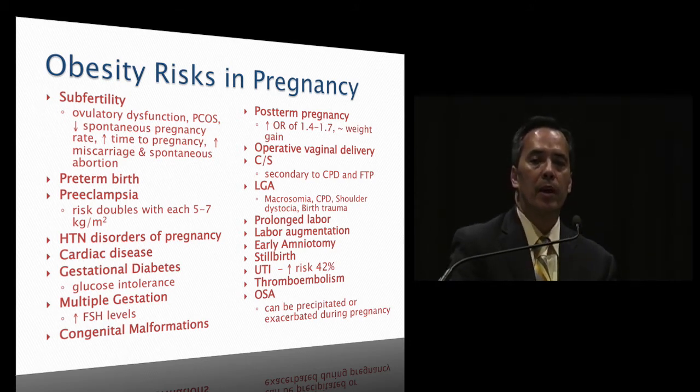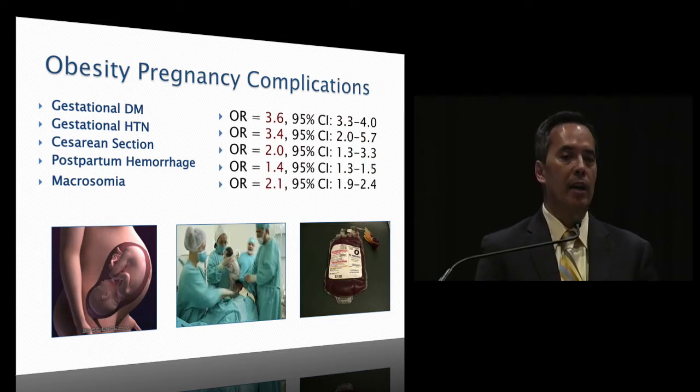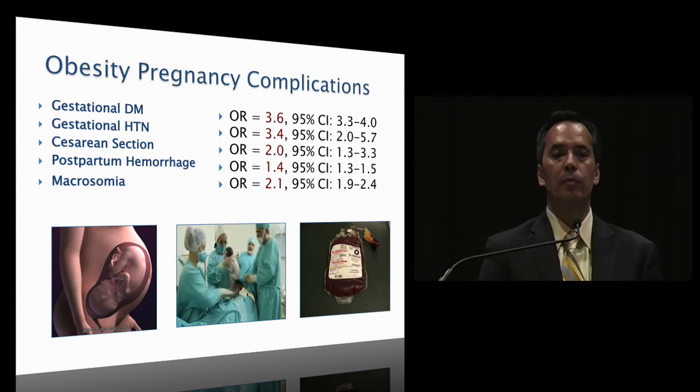So what about these pregnancy complications, and what are the risks? Well, if you have gestational diabetes, your risk is 3.6 times more. The odds ratio for gestational hypertension is 3.4. Cesarean section, 2 times more. Postpartum hemorrhage, 1.4. And macrosomia, odds ratio 2.1.